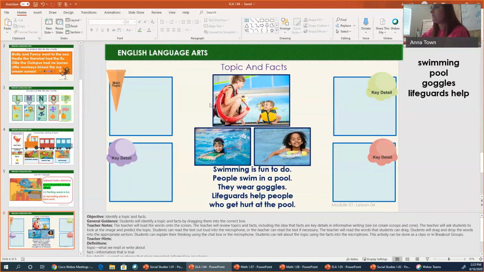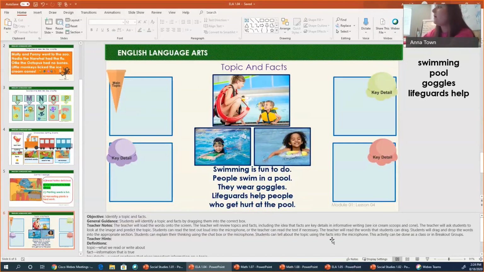So, swimming is fun to do. People swim in a pool. They wear goggles. Lifeguards help people who get hurt. So swimming is fun to do. People swim in a pool. They wear goggles. And lifeguards help people who get hurt at the pool.